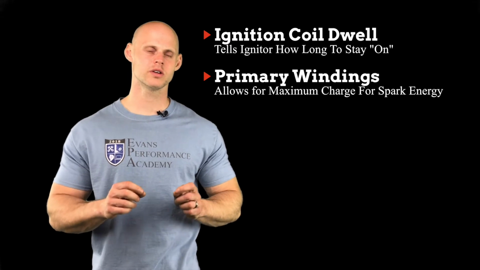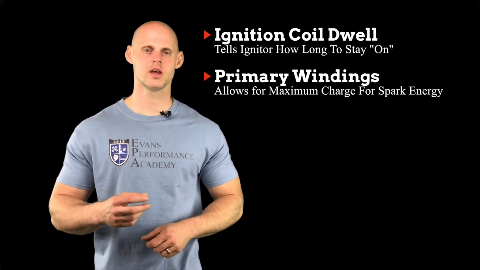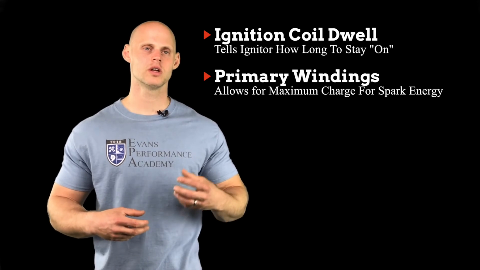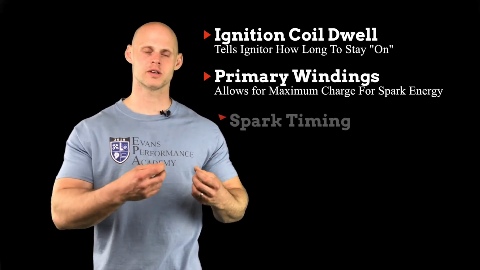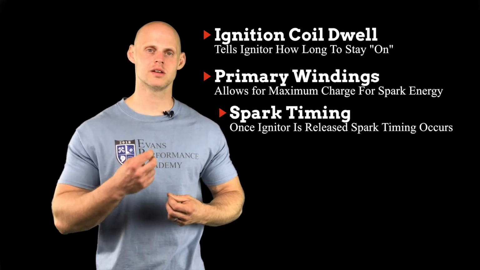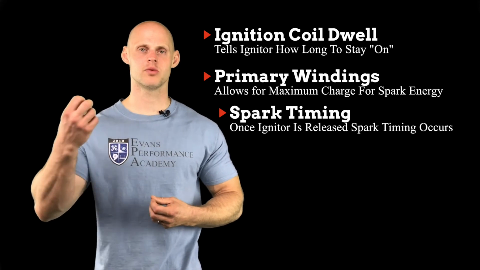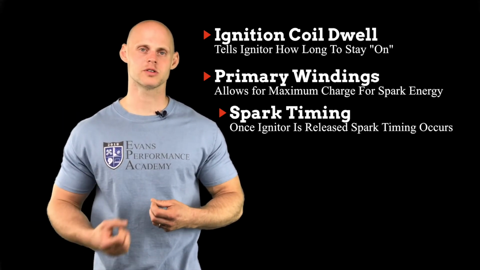Now, we don't want to confuse coil dwell with our spark timing. The ECU will still calculate the spark timing event based on when it releases the igniter to release that 7 amp point to our secondary windings to fire our spark plug.